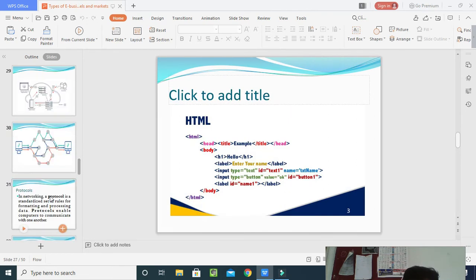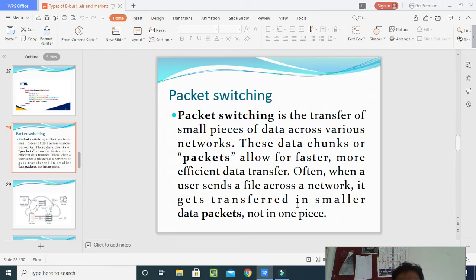Now here, packet switching. What do you mean by packet switching? Packet switching is the transfer of small pieces of data across various networks. These data chunks or packets allow for faster, more efficient data transfer. Often when a user sends a file across a network, it gets transferred in smaller data packets, not in one piece, but in many pieces.